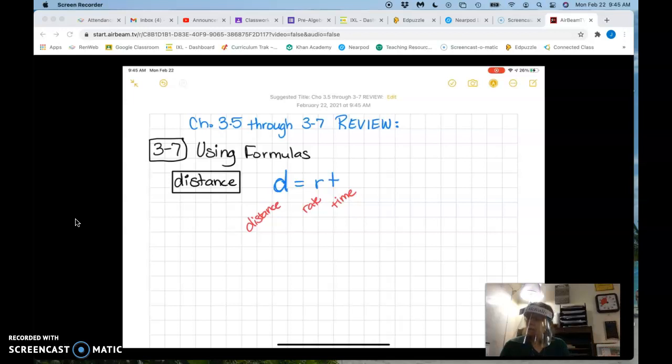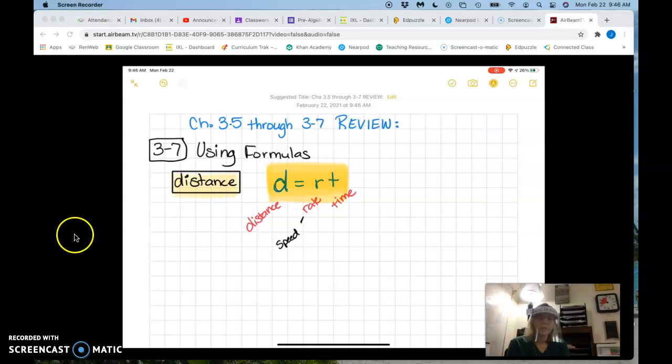And rate talks about what? What's another word for rate? Speed. Speed, good. How fast somebody's going. Okay, so if you're not sure what rate means, think speed. So this is the first important formula that you need for the test tomorrow. So on your note card right now, you can write distance, just like I did, and you can write this formula, D equals RT.